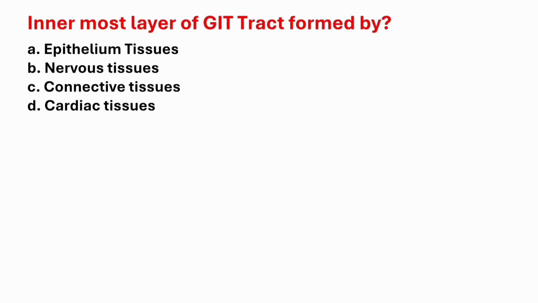Innermost layer of the GIT tract is formed by A. Epithelium tissue. B. Nervous tissue. C. Connective tissue. D. Cardiac tissue. The correct answer is option A.